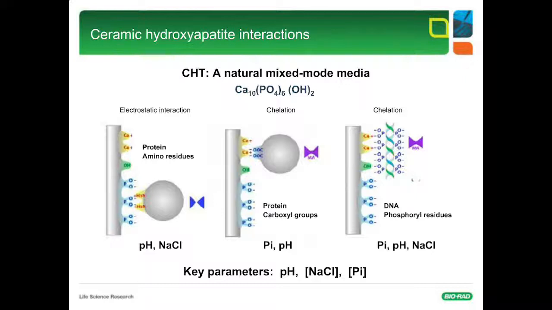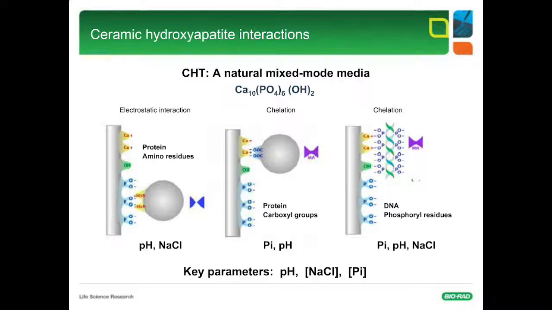DNA is one of the main impurities we want to remove from purification, because a lot of times when we open the cells, when we harvest the culture, the dead cells release DNA molecules. Since DNA molecules have a lot of phosphoryl groups, they form very strong complexes with the calcium sites on CHT. So we can control the buffer pH, salt concentration, and phosphate concentration to achieve selective binding and elution of target molecules while retaining DNA on CHT until we strip the column.